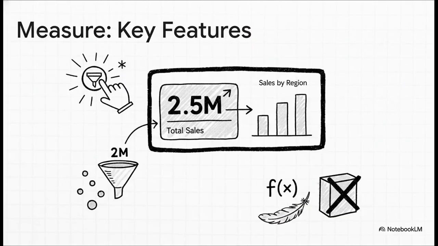So measures are calculated at query time. In other words, only when you ask for them in a chart or a table. They work on aggregations like sums, averages, and counts, not on individual rows. And because they're just formulas, they take up practically no storage space, which makes them the absolute perfect tool for your key performance indicators, or your KPIs.